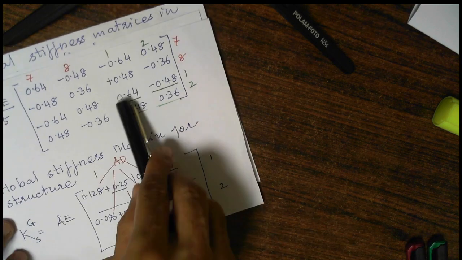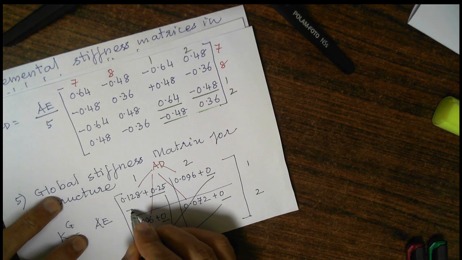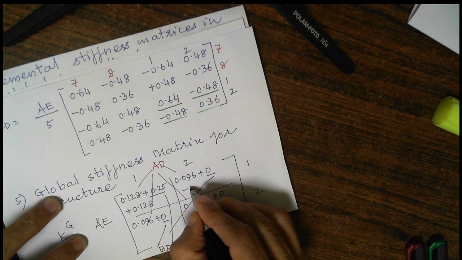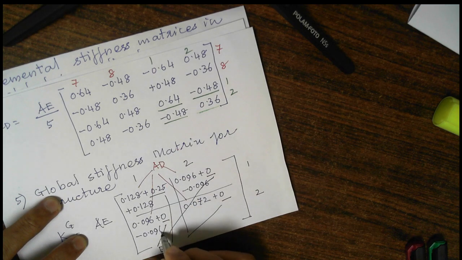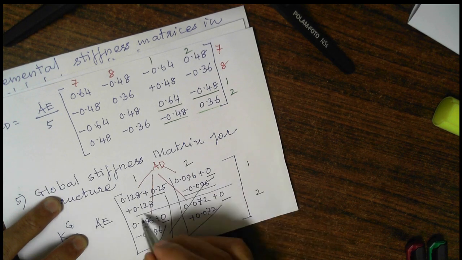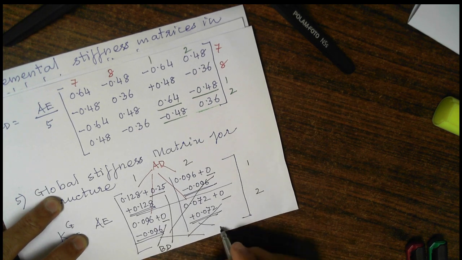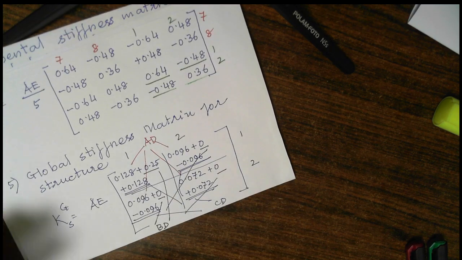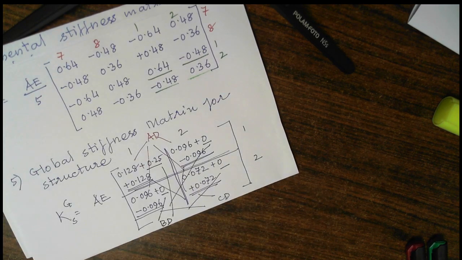And now the last is with me here itself. It is 0.64 divided by 5, and I don't need to calculate again. 0.128, minus 0.48 divided by 5, that is minus 0.096, minus 0.096, and 0.36 divided by 5, plus 0.072. So these 4 elements I have mapped from CD. So I have mapped this matrix 1 1, 1 2, 2 1, 2 2 from all the elemental stiffness matrices.